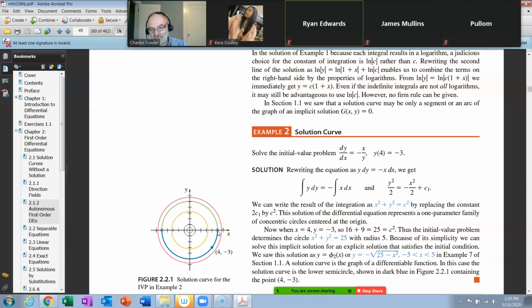Why wouldn't you put a closed circle? Seems like that would work, wouldn't it? No, it wouldn't, because look at your original problem. dy/dx is equal to minus x over y.